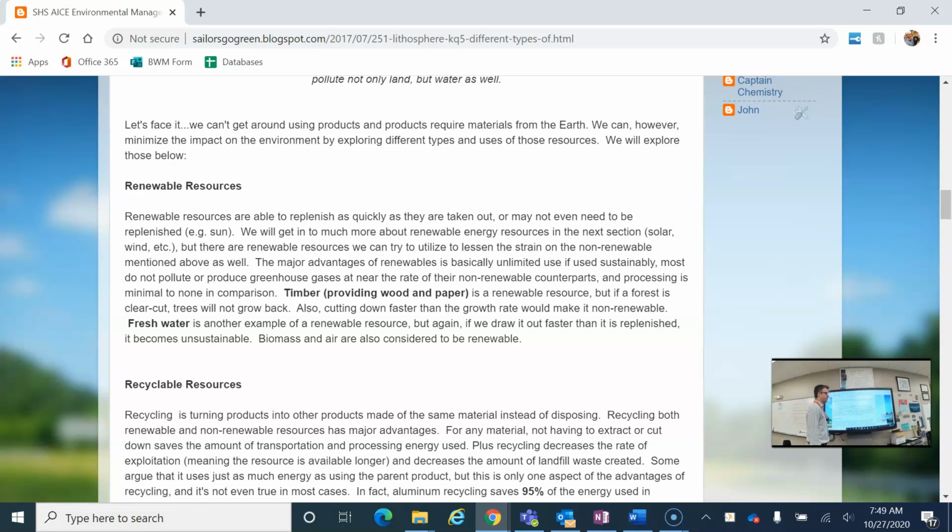We've got to use them. That's our lifestyle. It's what we do. We can, however, minimize the impact on the environment by exploring different types and uses of those resources. So first, let's talk about renewable resources.